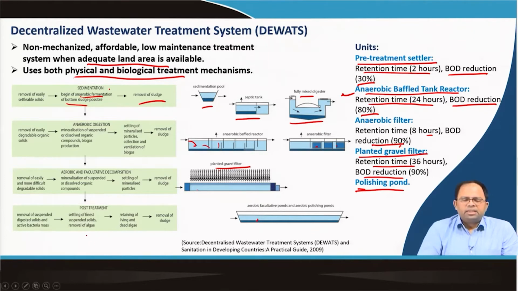So, this is the basic DWAT system. As you can see, it is a mix of different kinds of systems, some physical, some biological. We have discussed all this earlier as well, but when you put this in sequence, we can call it a decentralized wastewater treatment system.